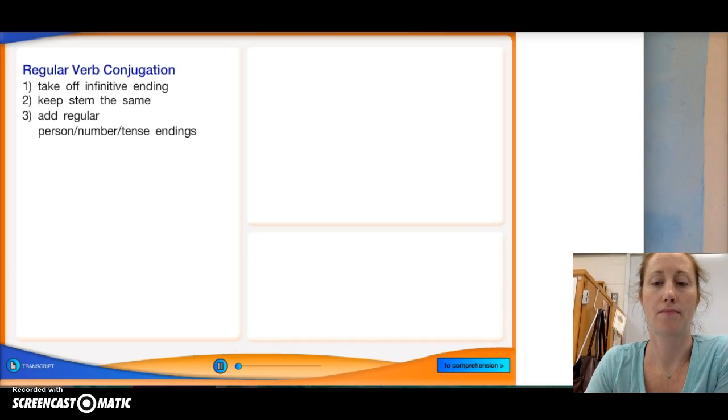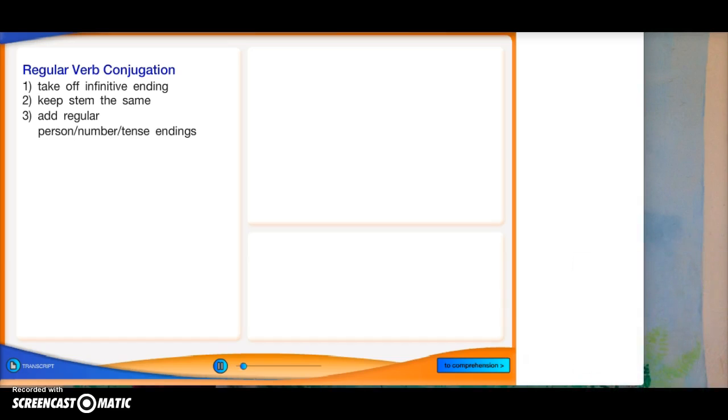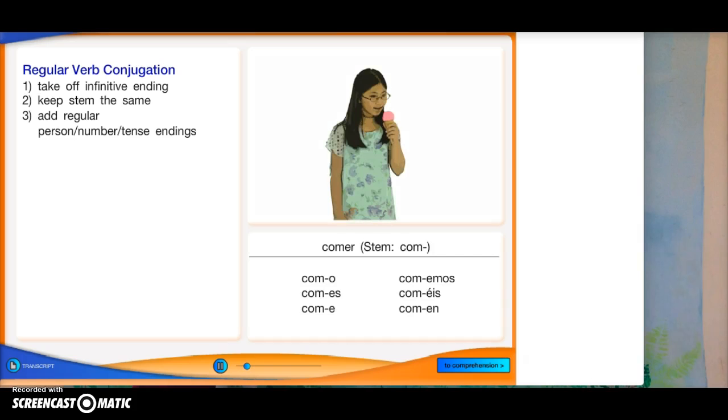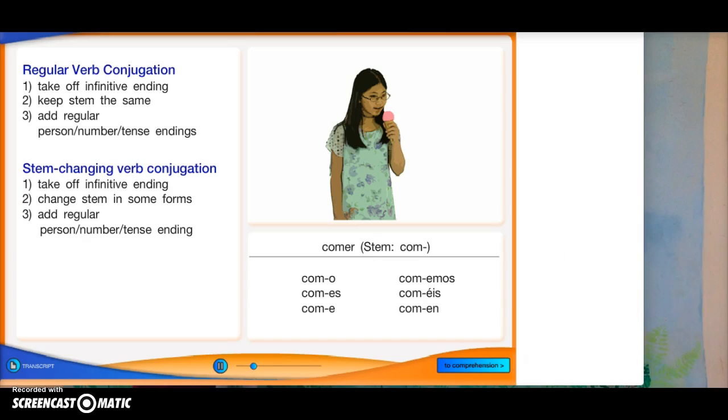In a regular verb in the present tense, we remove the infinitive ending and add a new ending that indicates person, number, and present tense. Stem-changing verbs use the same endings as regular verbs, but they also make a small change to the stem in some forms.